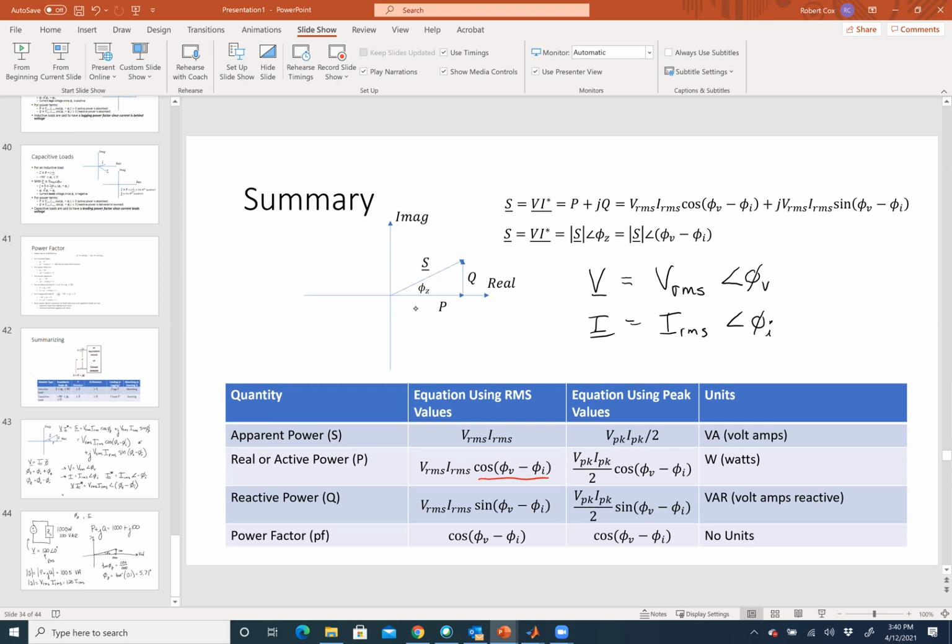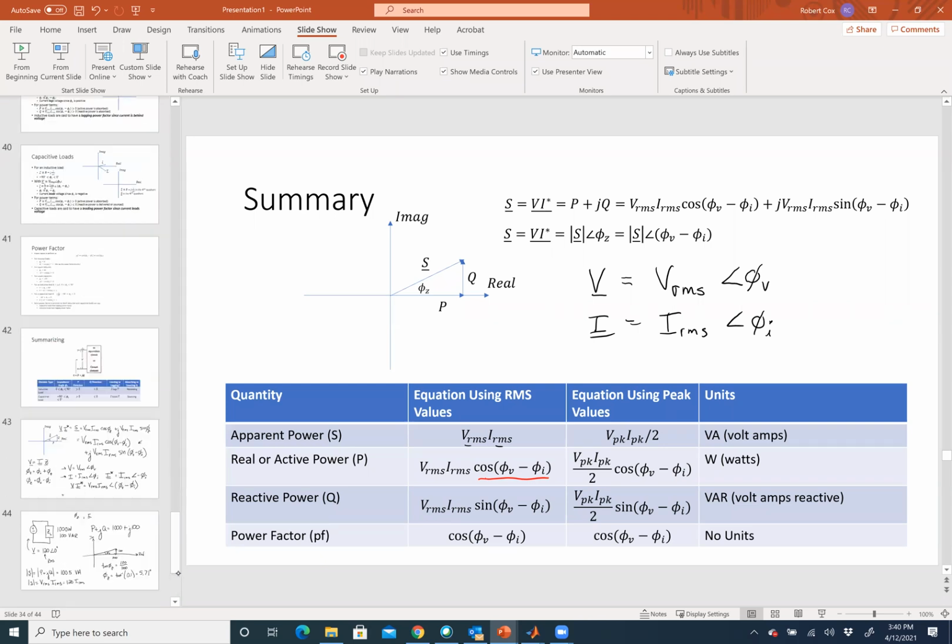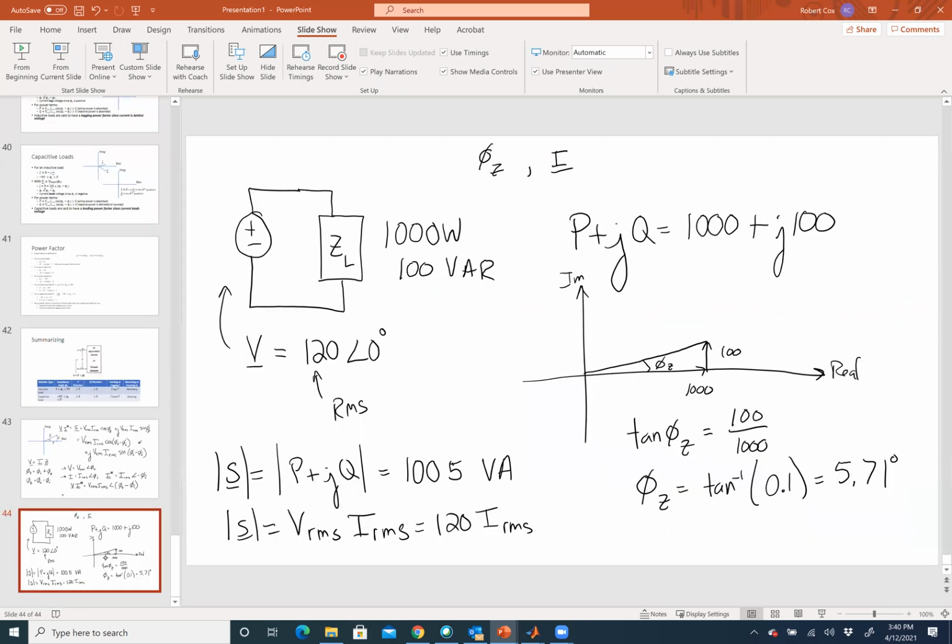When we're talking about the magnitude here, the apparent power is VRMS times IRMS. That's the magnitude of that vector. So I still have to get the angle. When I do this, I'm going to get IRMS as just a number. In this case, 1,005 divided by 120, so IRMS equals 8.375 amps. And this is RMS.